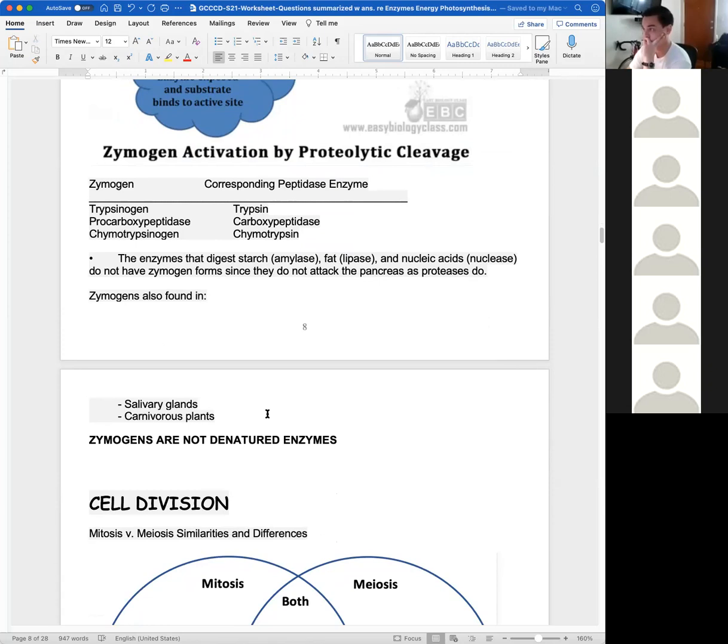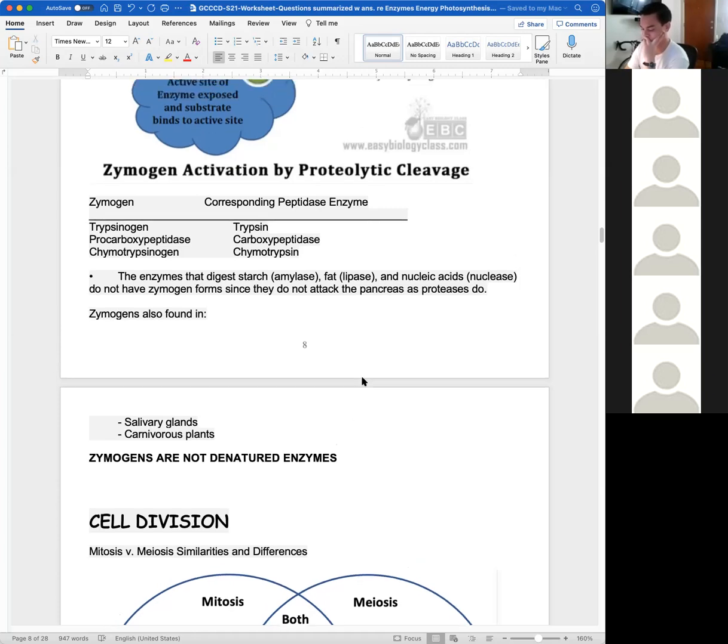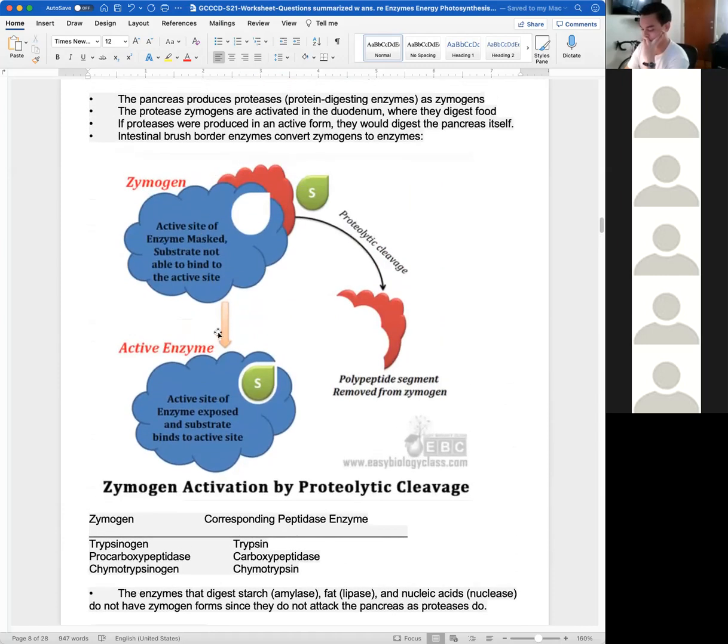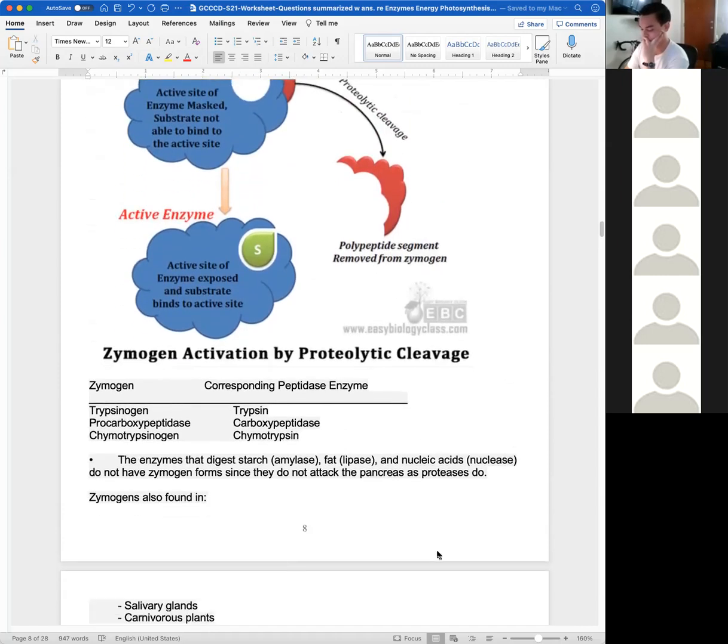And another final point about zymogens, they are not denatured enzymes. A denatured enzyme is one that has lost its structure. Zymogens are enzymes that remain in active form, but they prevent the substrate from binding.